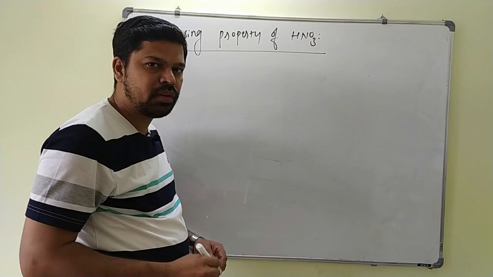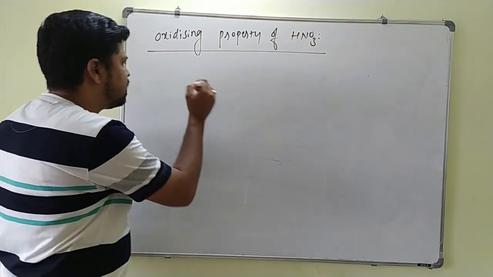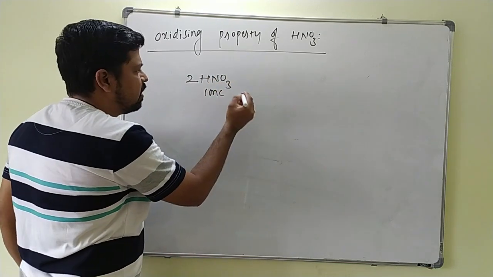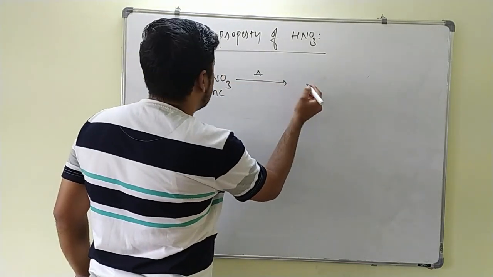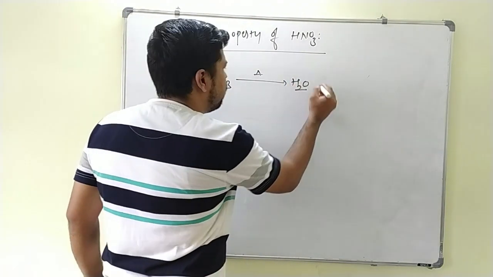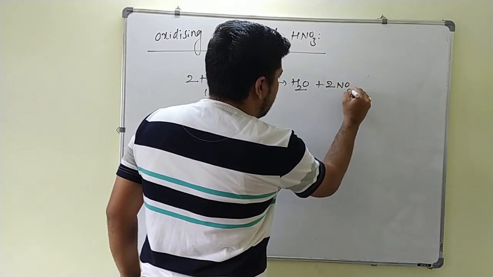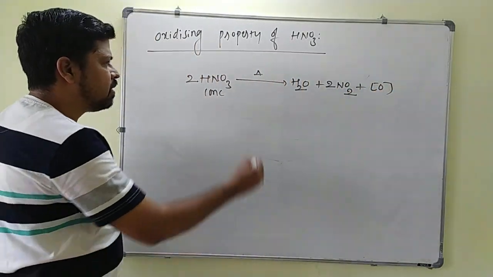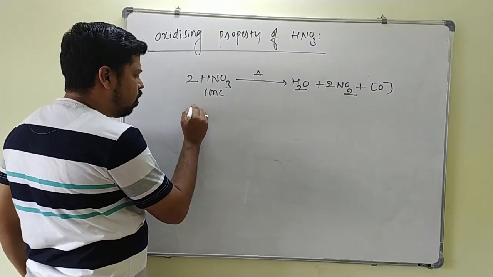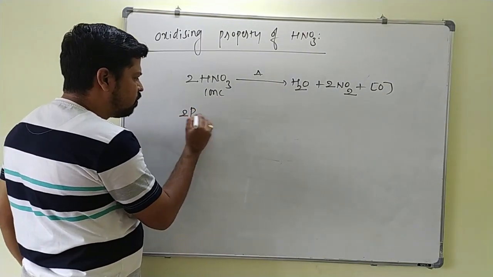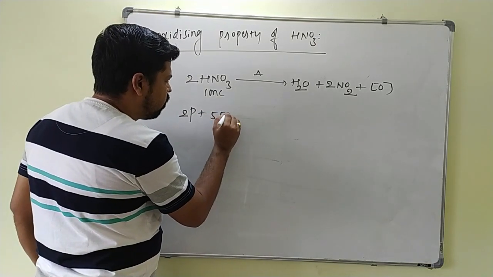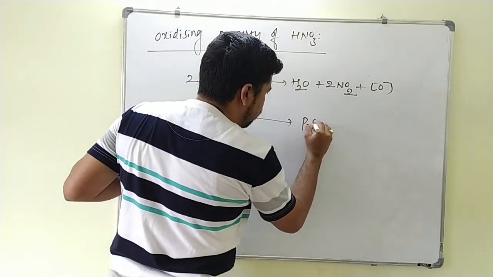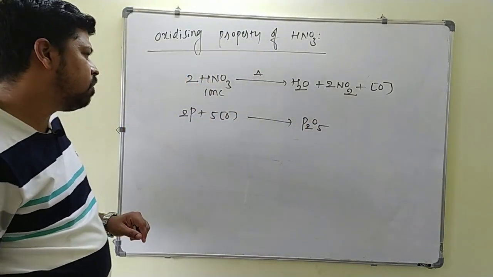Next reaction. Now oxidation of phosphorus, that is 2 moles of HNO3. Again it is concentrated. This on heating gives what? Decomposes to give a water molecule plus 2 times of NO2 plus it gives 1 nascent oxygen here. Next what happens? This nascent oxygen reacts with what? Non-metals, that is phosphorus, 2 times of phosphorus reacts with what? 5 times of oxygen. So it will form what here? P2O5. Phosphorus pentoxide, it will form P2O5.